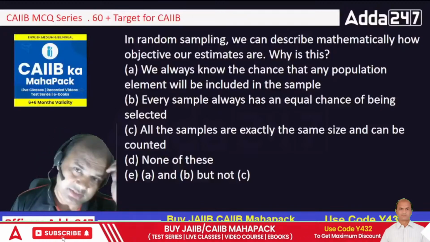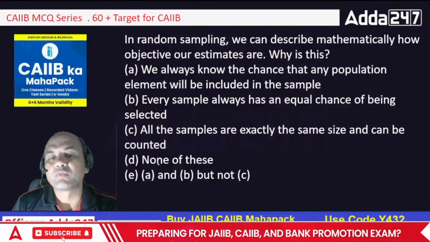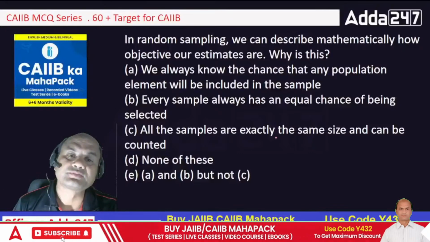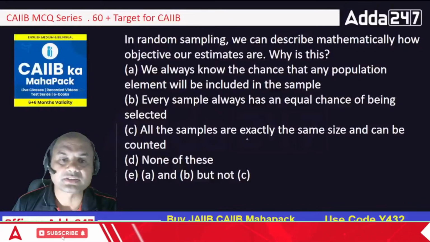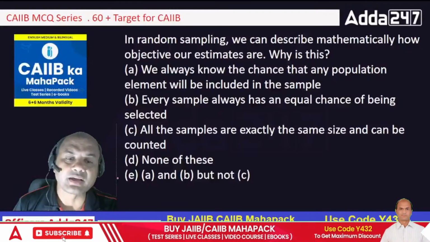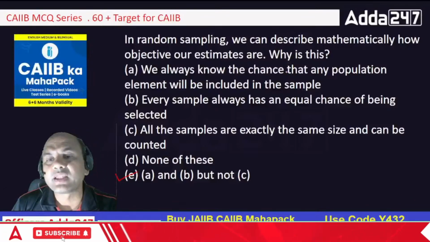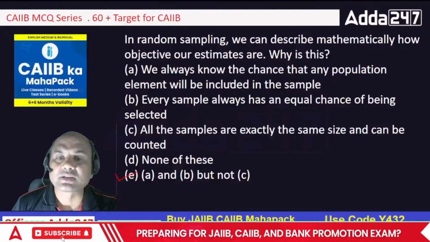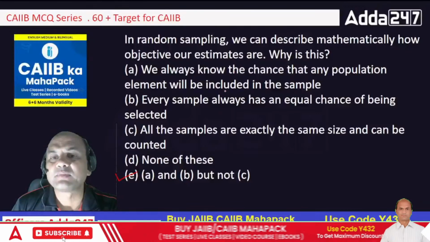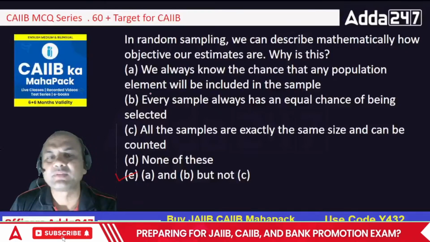So what do you think is the answer? Try to give it from your side now. Let me see. What do you think should be the answer here? Everyone, try to give it. Yes, it is E: A and B but not C. See here, every element in the population has an equal chance. So A and B basically mean the same thing. Any population element can be included and everyone has the same chance. So A and B mean one and the same thing.